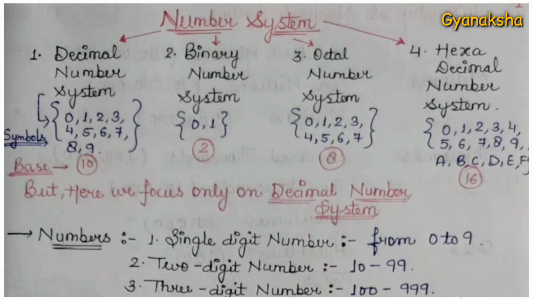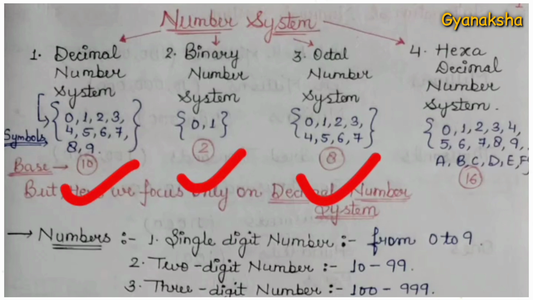Basically, number systems are of 4 types: decimal, binary, octal, and hexadecimal. In the decimal number system, the base is 10 always. It starts from 0 to 9. In the binary number system, the base is 2. We have only 2 digits, 0 and 1. In the octal number system, the base is 8. It starts from 0 to 7.